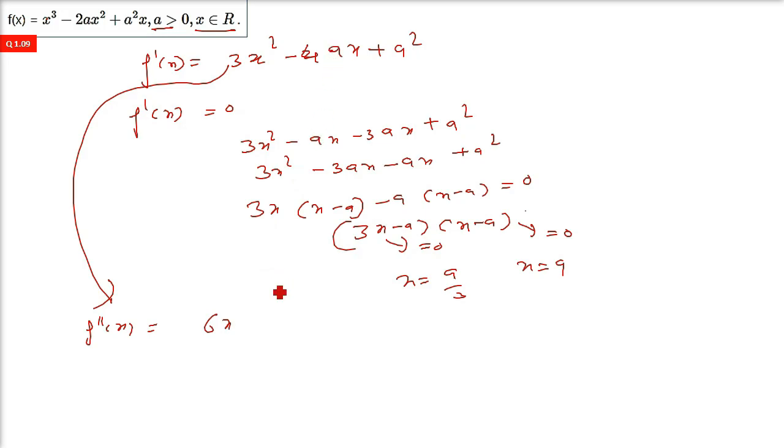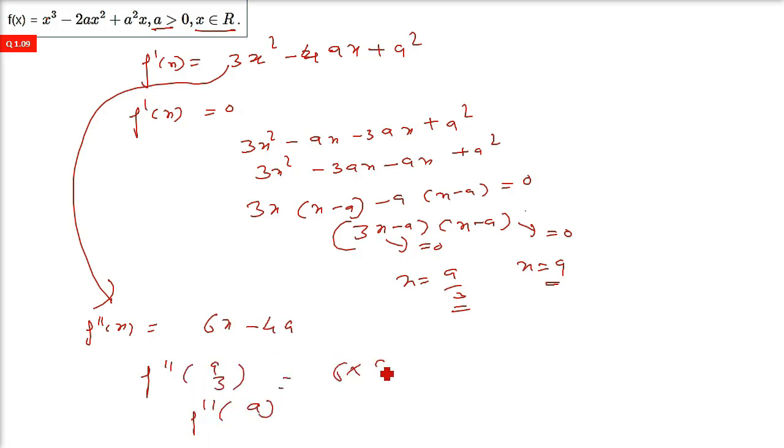We get 6x minus 4a. This is the only thing which we are going to. Now place a by 3 one, the second time place a, and then just worry about this sign. What is the sign you are going to get? Because this sign will tell you whether it is the local minima or local maxima. F double dash a by 3.